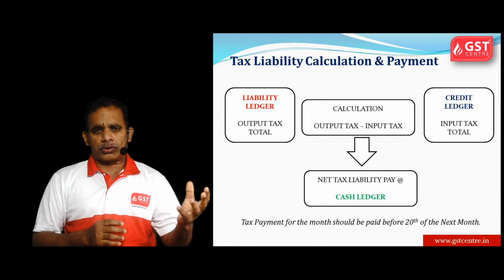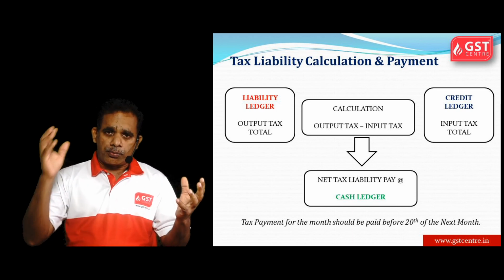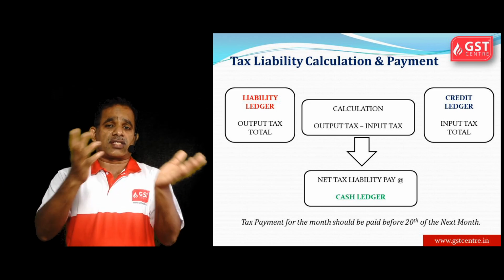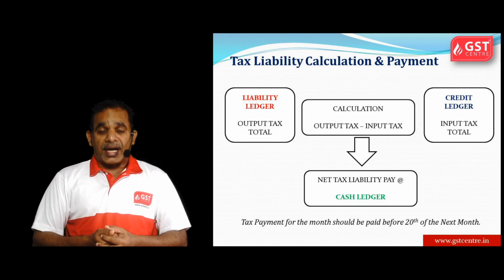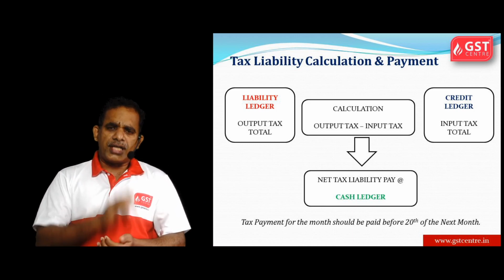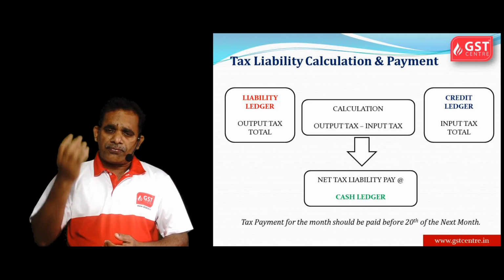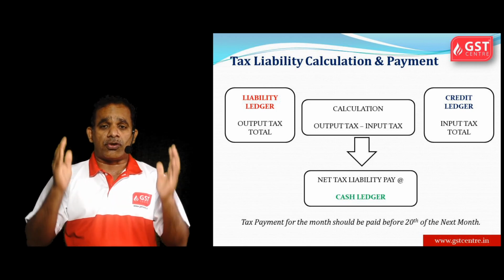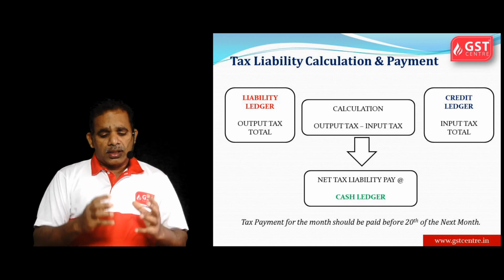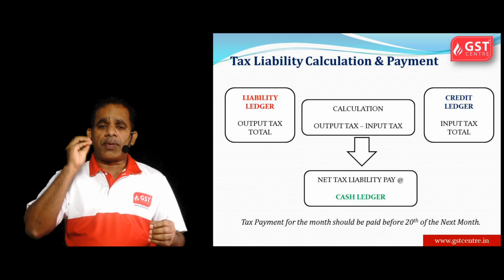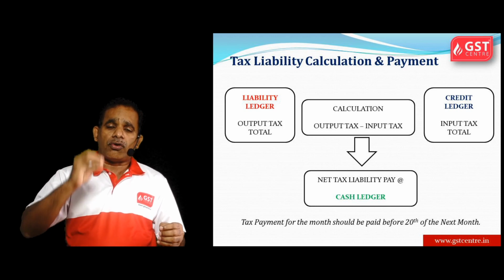Suppose your output tax is 50,000, your input tax is 40,000, and then you need to find the difference, which comes to 10,000. That 10,000 you should pay through the cash ledger, and it should be paid before the 20th of the next month. Suppose we have calculated for the month of August 2022, then the 10,000 amount, that is the tax liability amount, should be paid before 20th September.